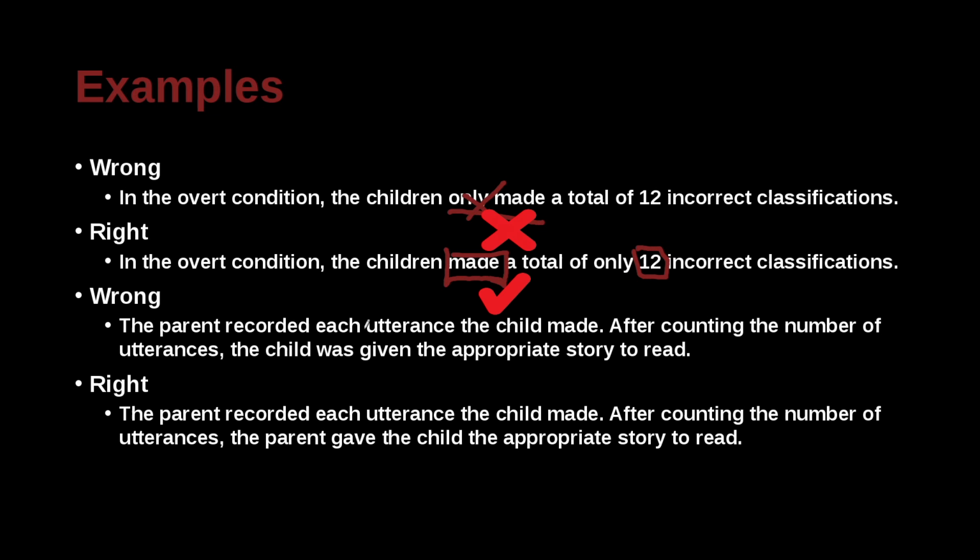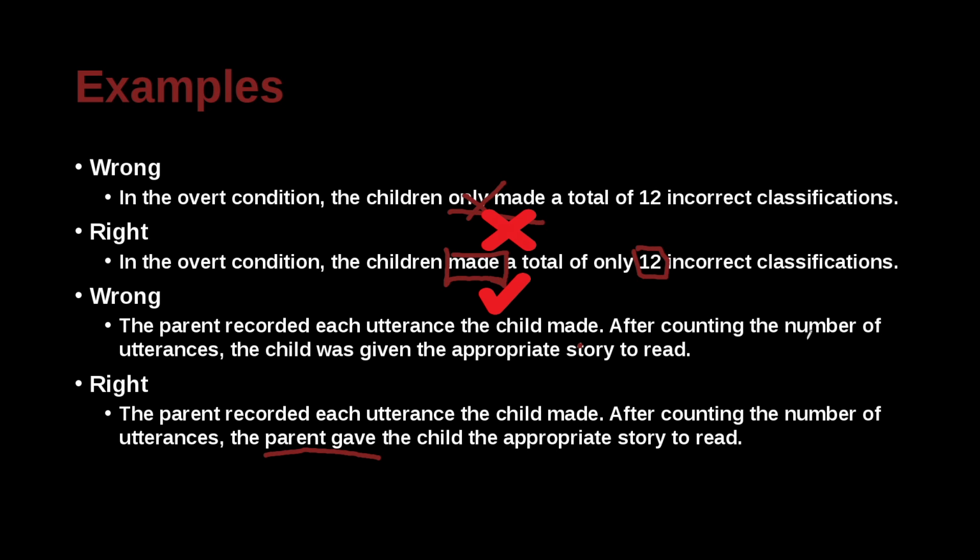The parent recorded each utterance the child made. After counting the number of utterances, the child was given the appropriate story to read. The parent recorded each utterance the child made. After counting the number of utterances, the parent gave the child the appropriate story to read. We got to look at this one carefully. It's a little bit hard to see where the mistake is.